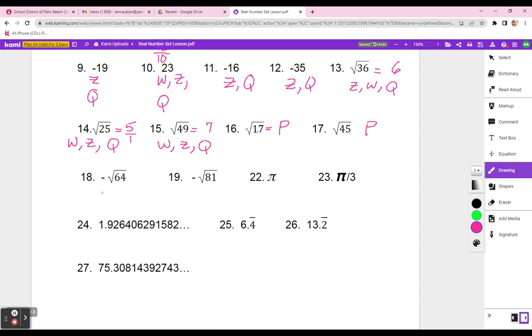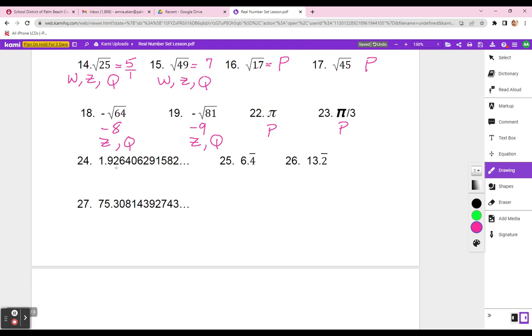This is a perfect square, but it's negative, so it's -8. That's not a whole number because whole numbers don't have any negatives, but it is an integer. And it is rational because you can easily convert it to a fraction, -8 over 1. Negative square root of 81, we simplify that, it's -9. So it is an integer. It's not a whole number. It is an integer, and it's also rational because it easily converts to a fraction. Pi is irrational. Pi over 3 is irrational because it has pi.